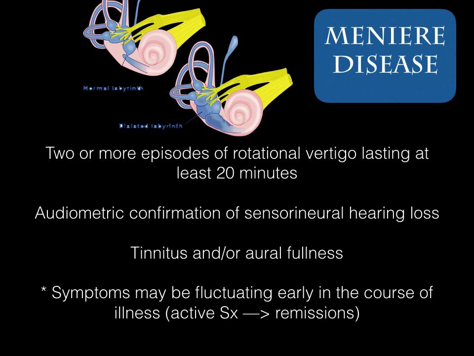This isn't triggered. With audiometric confirmation of sensorineural hearing loss, this is not a Weber's test and a Rinne's test. Those tend to have fairly poor sensitivity and specificity. This needs to be audiometric confirmation associated with symptoms of tinnitus and/or aural fullness. And remember, this tends to fluctuate, so it's spontaneous episodic vertigo. It comes and goes, and nothing in particular tends to trigger it.